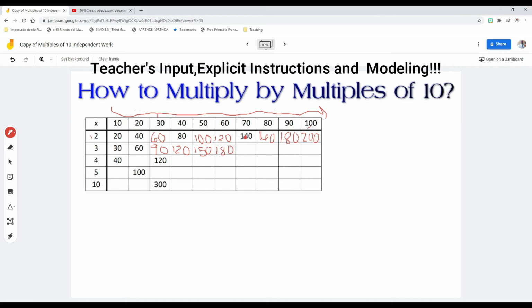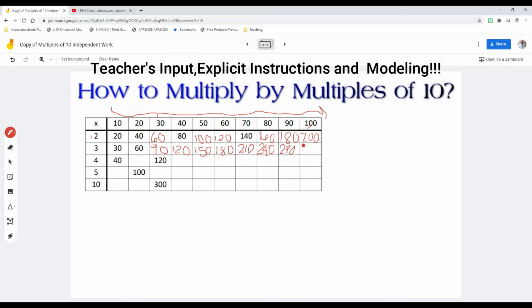3 times 7, 21. And you add a 0, makes it 210. 3 times 8 is 24, and you add a 0, it makes it 240. 3 times 9 is 27, and adding the 0 is 270.